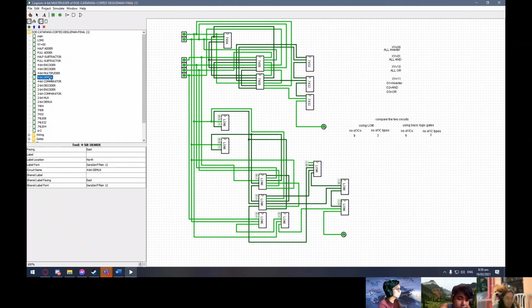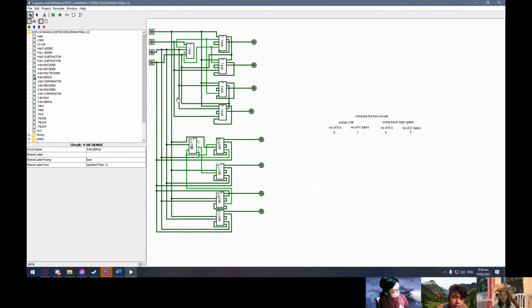So for the 4-bit demultiplexer, it takes one single input data line and then switches it to any one of a number of individual output lines one at a time. The demux converts a serial data signal at the input to parallel data at its output lines. So for this circuit, we have used the 7404 and 7408 ICs.